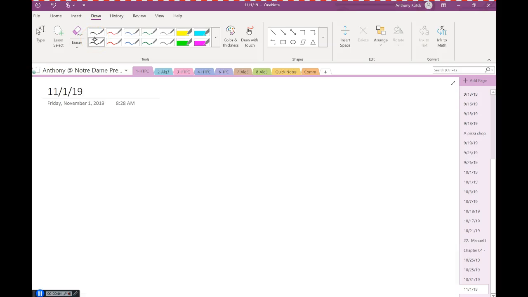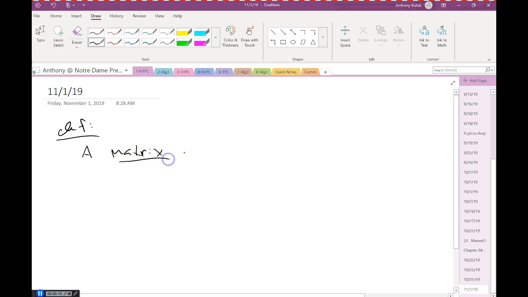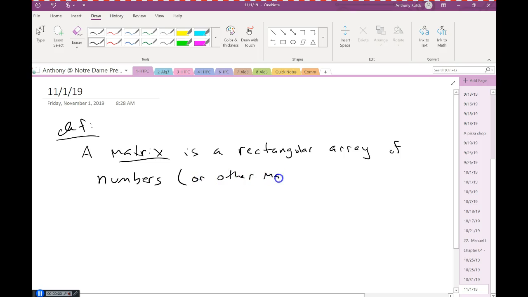The primary tool that we're going to use here is something called a matrix. So we'll start with a definition. A matrix is a rectangular array, and in this class primarily it would be numbers, but these matrices could contain other kinds of mathematical objects, like a variable or things that you haven't talked about in this course per se.